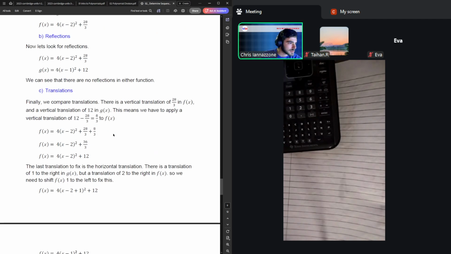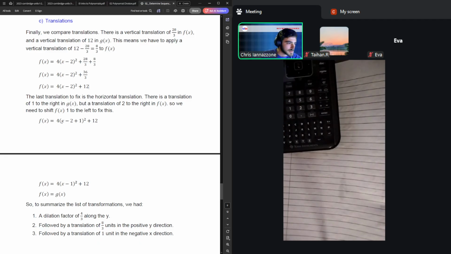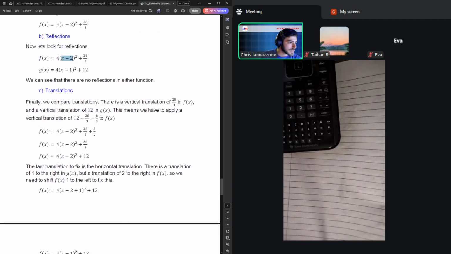In this case, we're looking at the vertical ones first. I've just got to figure out what I've got to add to this to make it equal that. In this case, it's 8 on 3. Add it up. Cool. We got there. This is where remembering how to sub things in matters a lot. So we want to get from x minus 2 to x minus 1. This is a shift right by 2. This is a shift right by 1.